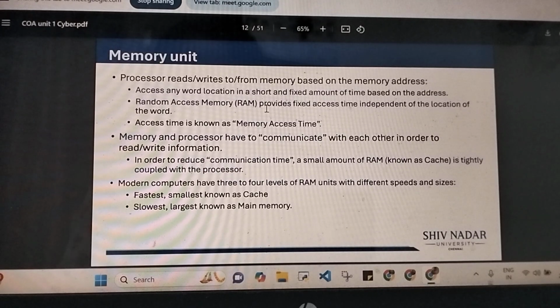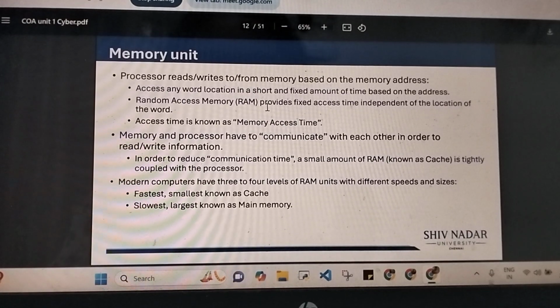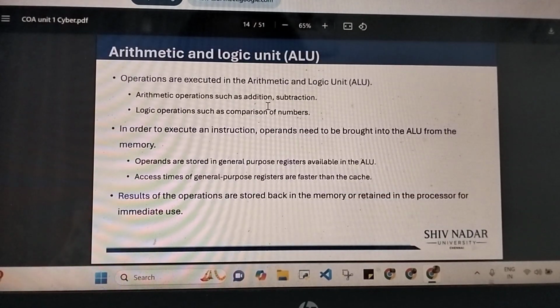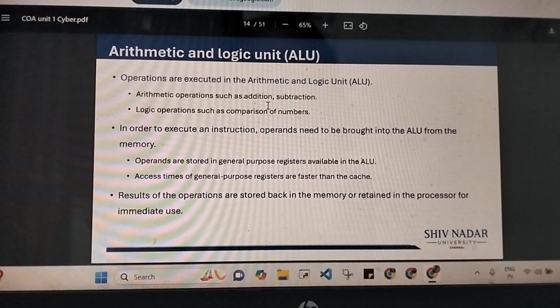Now in a computer we have different levels of memory. There is a memory hierarchy which starts with your registers, then we have cache, main memory or primary memory, and then we have secondary memory and virtual memory, all of which we will be studying in this course in subsequent chapters. But for now, when I use the word memory, I am referring to main memory. That's the memory unit. And then we have the ALU, which performs all arithmetic operations and logical operations.